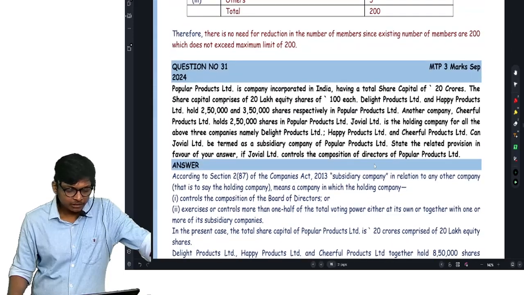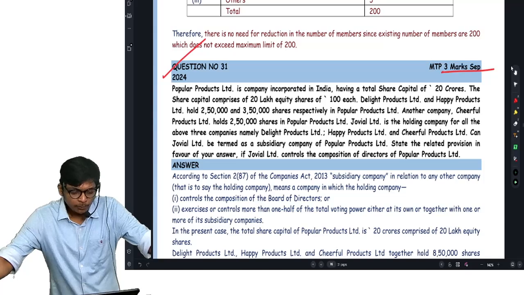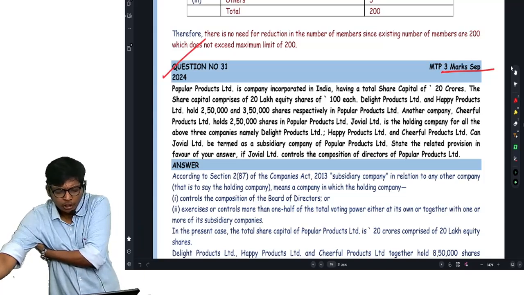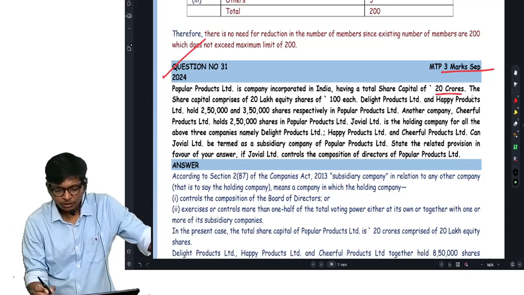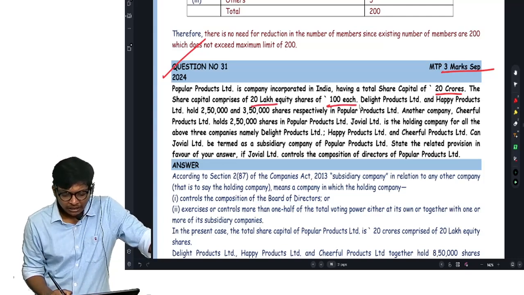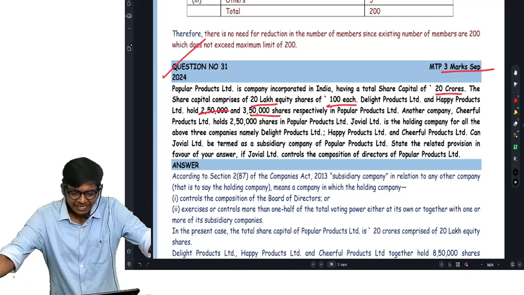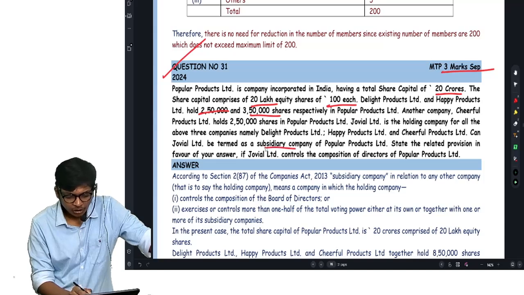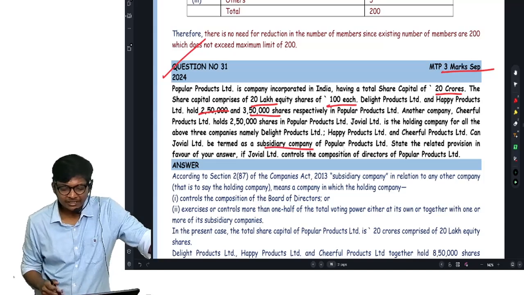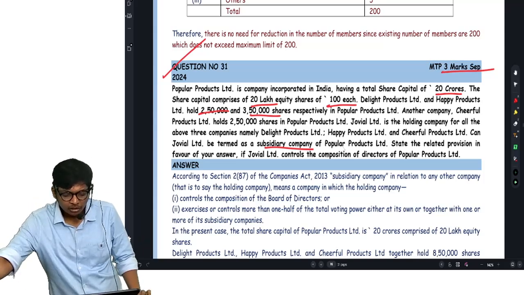Okay, fine. Next, question number 31, MTP September 24. Popular Products is a company incorporated in India having total share capital of 20 crores. The share capital comprises 20 lakh equity shares of 100 each, and Happy Products holds 2 lakh 50 and 3 lakh 50 respectively. Another company, Cheerful, holds 2 lakh 50. Jovial is the holding for all 3 companies. Okay, fine. Can you call it a subsidiary? Okay. The question is simple. You have to draw the diagram and find if it's holding or subsidiary.